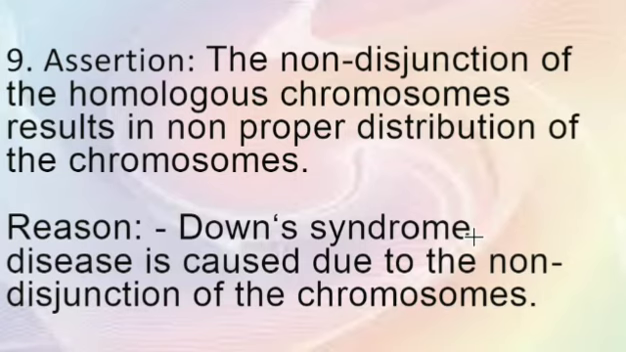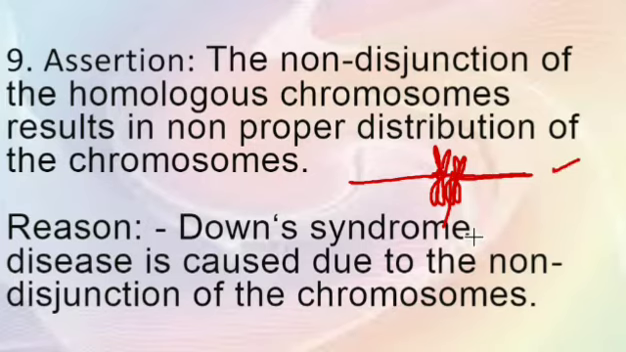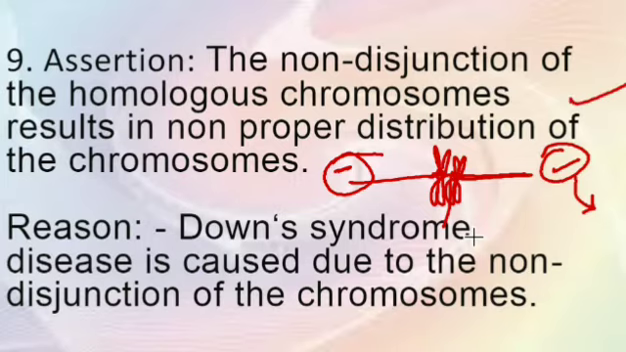Non-disjunction of the homologous chromosomes results in improper distribution of the chromosomes. During anaphase, the homologous chromosomes have to be pulled to two different poles. Then only will an equal number of chromosomes be there in both daughter cells. But sometimes this pulling fails, and as a result both go to one side and nothing goes to the other side. In this case, one cell has an extra chromosome and the other has a lack of a chromosome. Depending on which cell is involved in reproduction, the chromosome number may vary, that is aneuploidy, leading to chromosomal disorders. So this is a true statement.